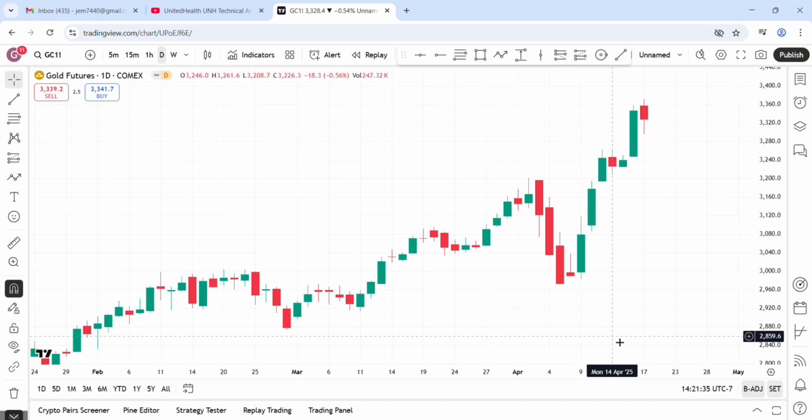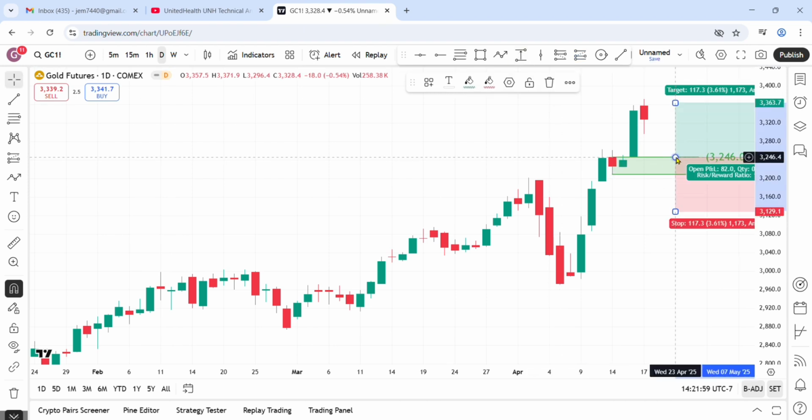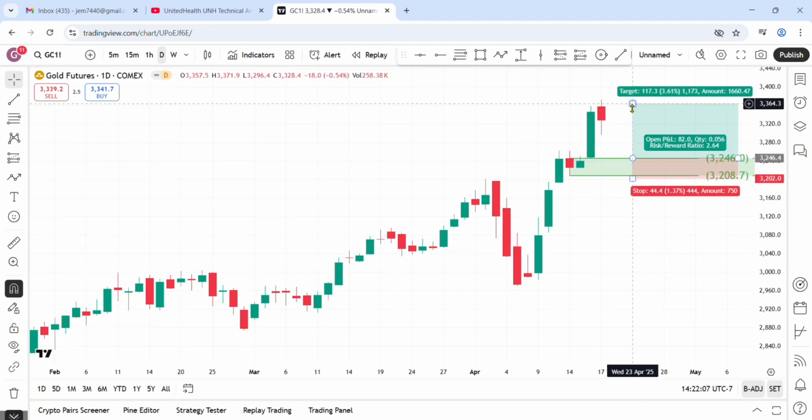Now, let's move to step two, which is look for clues as to where the big funds are stacked up trying to buy and trying to sell. There's a nice looking clue here that the big funds could potentially be stacked up trying to buy in the 32.46 to 32.08 price range. So the trade there would be a potential entry point if price were to pull back to 32.46, protective stop just below 32.08, and then we could have our target.